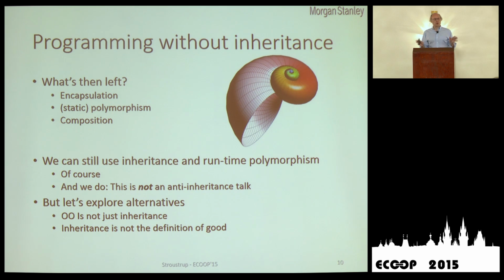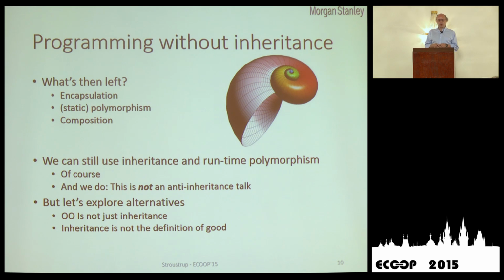We may, some of us, be onto other things, but this is the world we live in. So my question here is, what's left when you take away inheritance? Well, there's still encapsulation. For those of us who like data and state sometimes, that's important. And we have static polymorphism. There's other ways of getting polymorphism than using a virtual function table.